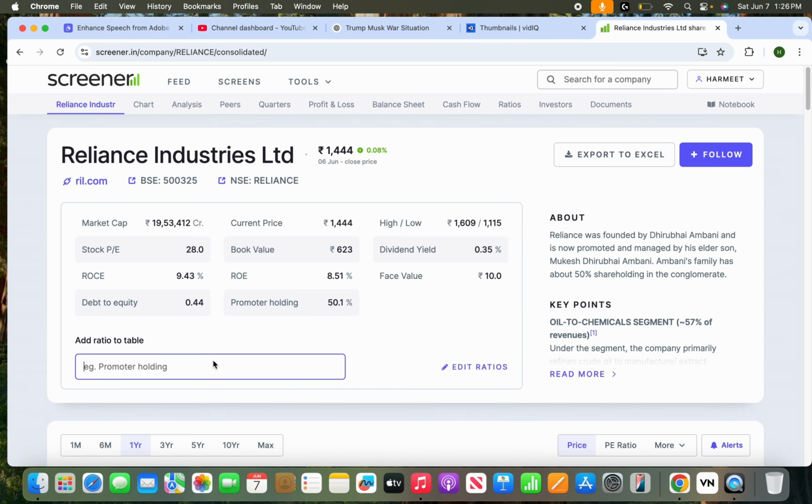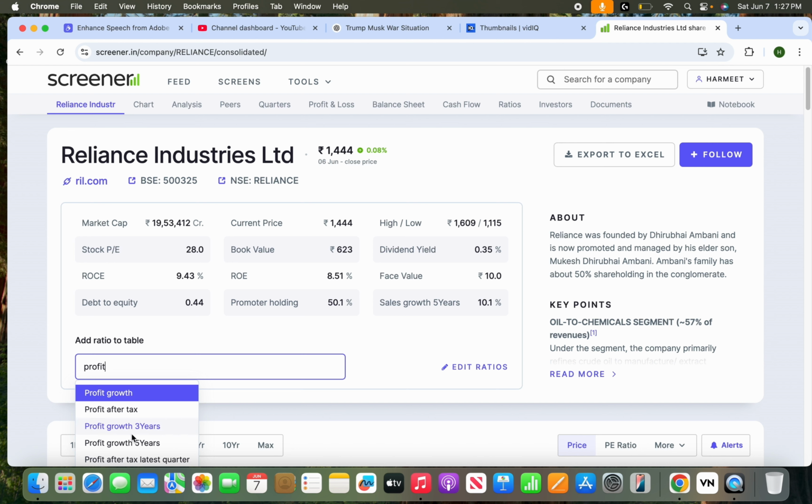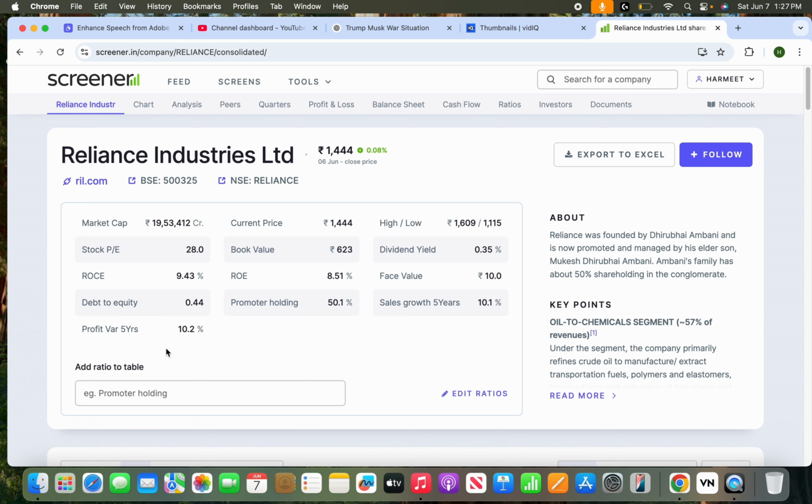Now I'm gonna add two more ratios. First one is sales growth. I'm gonna add it for like the last 5 years. We want to see consistent revenue growth. The next key ratio I'm gonna add here is profit growth. This also I'm gonna add for the last 5 years. Similarly, consistent profit growth is also a strong indicator of a healthy business.